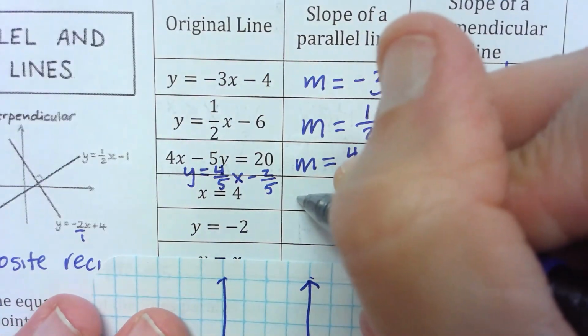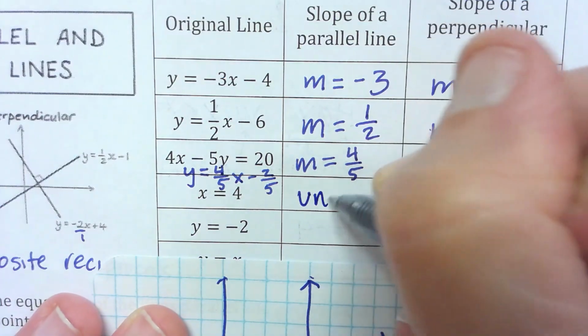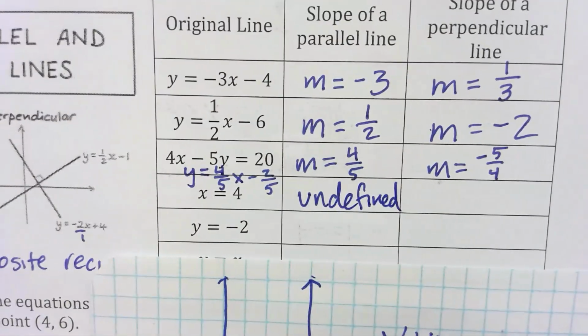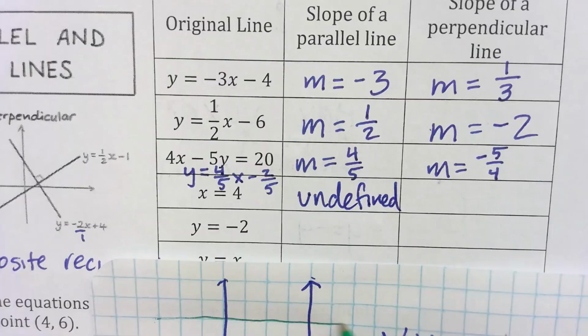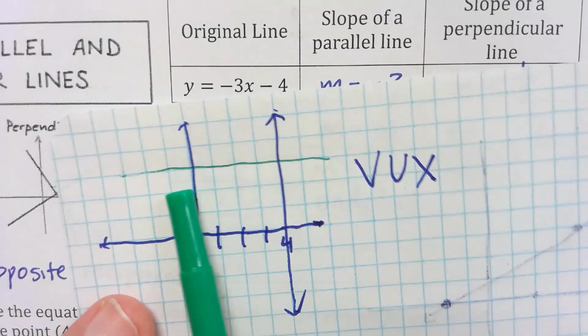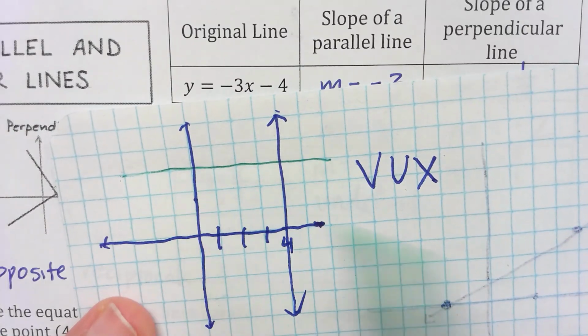So the slope of a parallel line will be undefined and a slope of a perpendicular line, like this one, will be 0. Oop, you can't see that though. There's my perpendicular line. The slope of that line is 0.